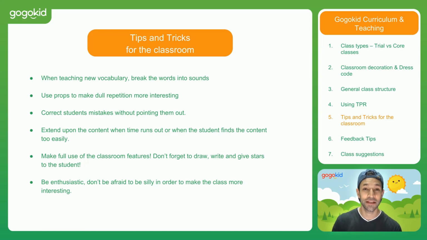Okay? Tip number 2. When repeating words and sentences a lot, you can use props or funny voices to make that repetition a little bit more interesting for the students. Tip number 3. When correcting the students, you should try to correct them without actually pointing out that they've made a mistake. So if they make a mistake, don't say, no, that's not right.